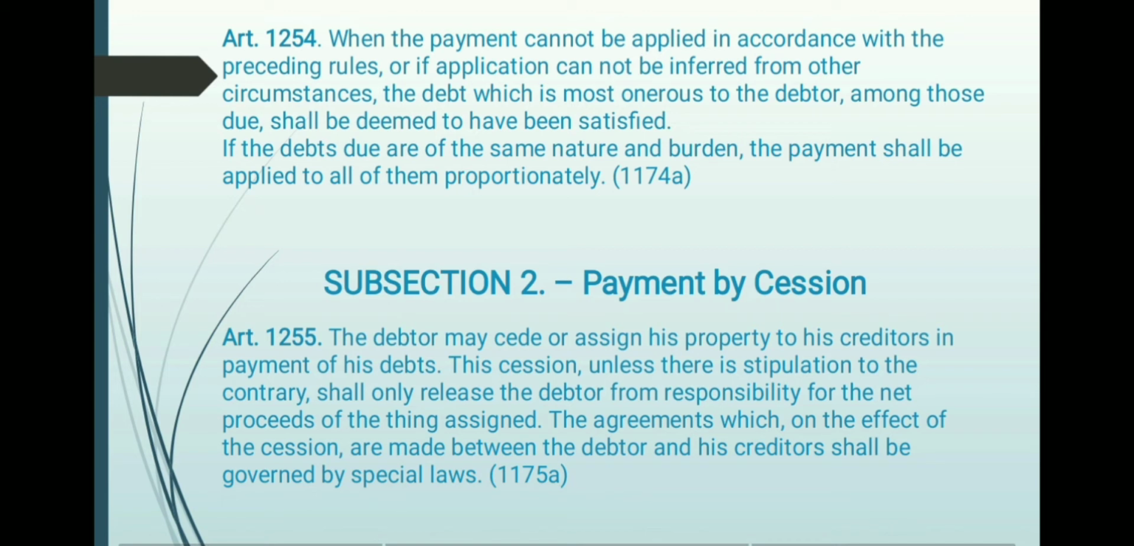Payment by cession is another special form of payment. It is the assignment and abandonment of all the properties of the debtor for the benefit of his creditors in order that the latter may sell the same and apply the proceeds thereof to the satisfaction of their credits.